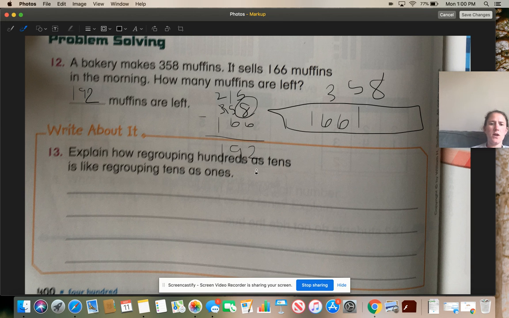Explain how regrouping hundreds as tens is like regrouping tens as ones. So let's just talk about it. You don't have to actually write it down. They're very similar in the fact that you're going to the next place value and you are taking one of their hundreds or tens and you are breaking it apart to use for yourself. Now, in the case of regrouping tens as ones, you're taking apart a 10. And in the case of regrouping hundreds, you're taking apart a 100.